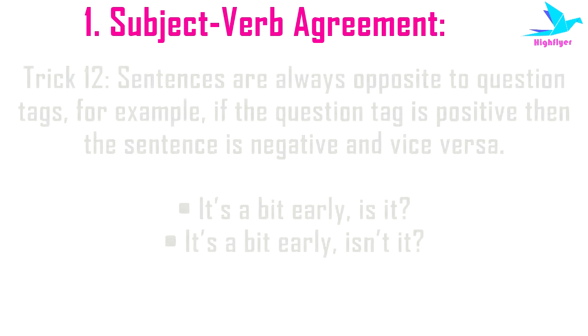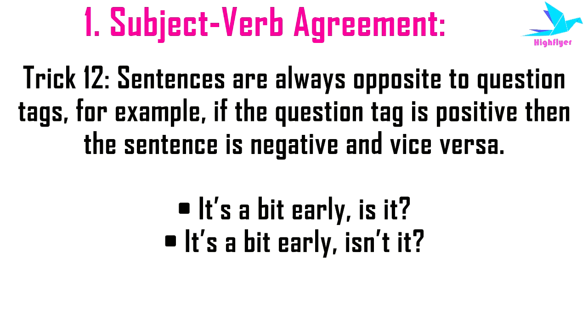Next trick. Sentences are always opposite to question tags. For example, if the question tag is positive, then the sentence is negative and vice versa. For example, "it's a bit early, is it?" Now this is a wrong form. The right form of this is "it's a bit early, isn't it?"